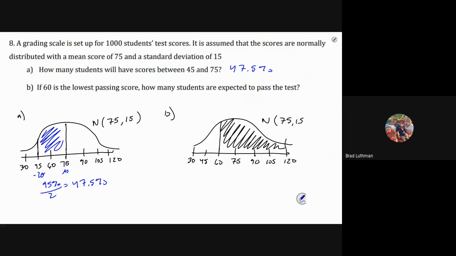Here's what I'm going to do, guys. I know from here over is 50%, the mean, right? 1 standard deviation below to 1 standard deviation above was always 68. So if we take 68 and divide it by 2, then this has to be 34%. So if how many are expected to pass, we go 34% plus 50%, and we get 84% total.